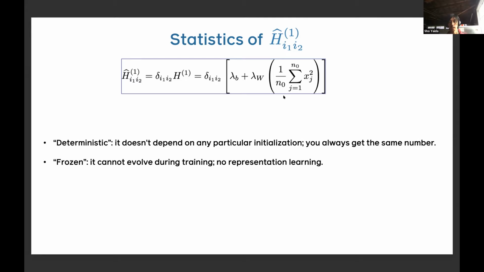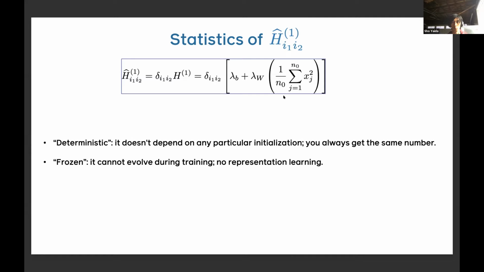Furthermore, since it doesn't depend on the model parameters, even after training it cannot evolve, because what training does is change the model parameters, but if it is independent of the model parameters, it cannot evolve. And this leads to the conclusion that since the kernel doesn't evolve, there's no representation learning, if you try to interpret the NDK as the feature square.